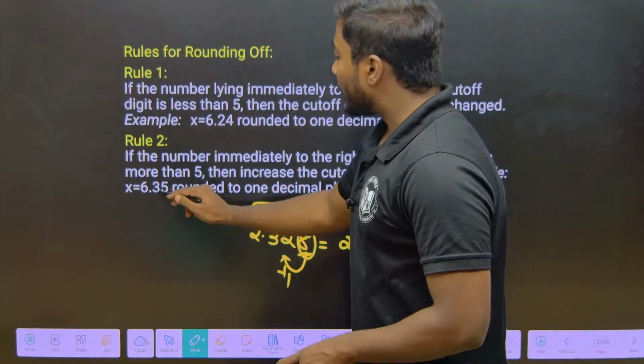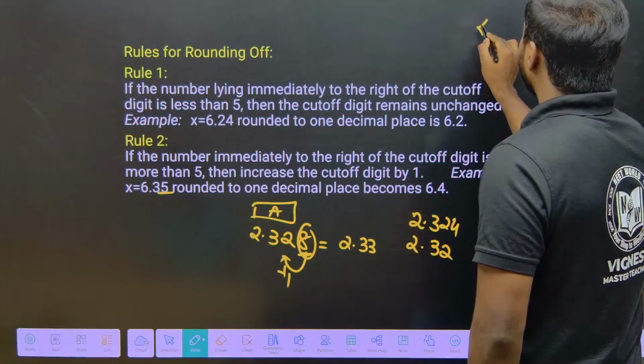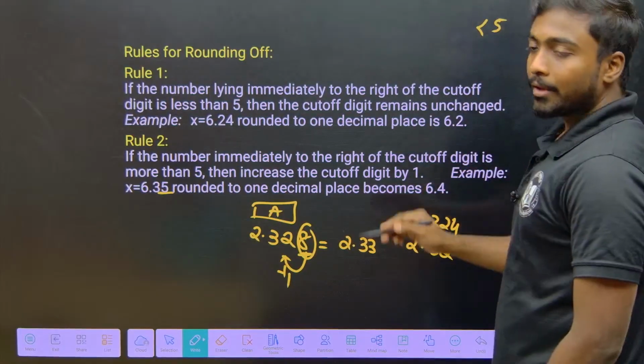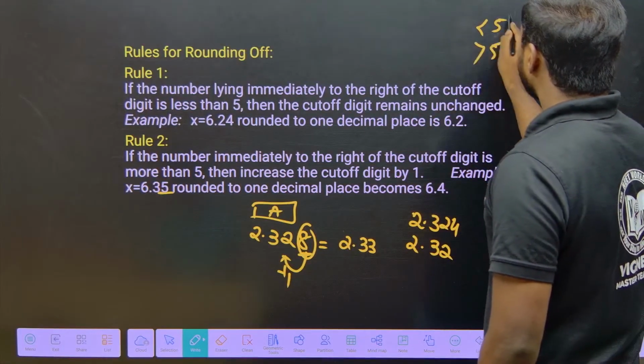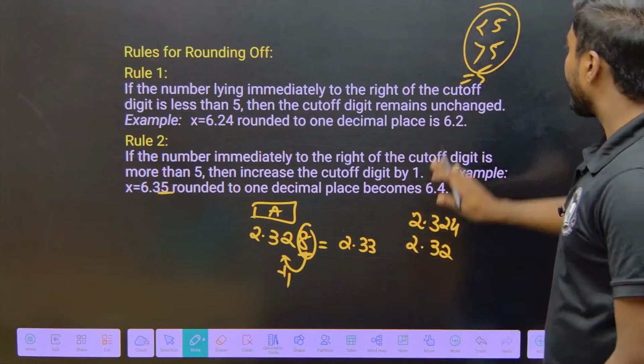The example here is 6.35 that I have given. The digit is equal to 5. Now what do I need to do? We have seen less than 5 and greater than 5, everything we have seen. Now if they are asking equal to 5, okay.